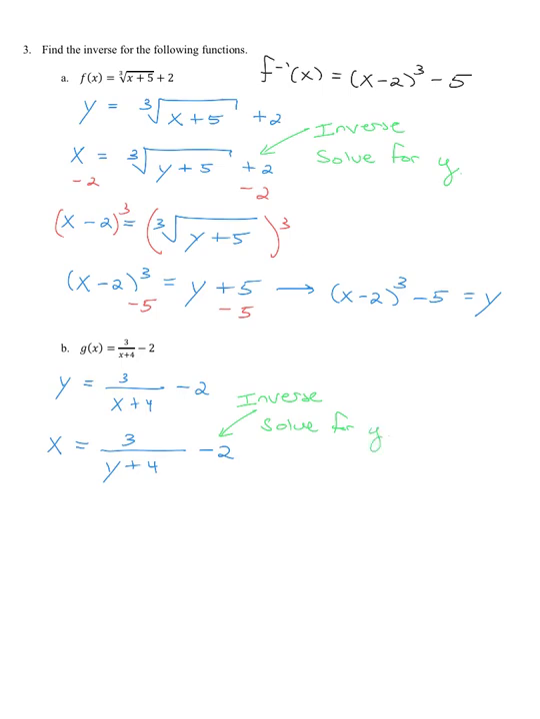Well, just like with the last one, I have to get rid of that 2, so I'm going to add it to both sides of my equation. This gives me x plus 2 is equal to 3 over y plus 4. And now I have to get that y out of the denominator. What I'm going to do is multiply both sides by y plus 4, and I'll write it as over 1. So I'm doing that to this side as well.